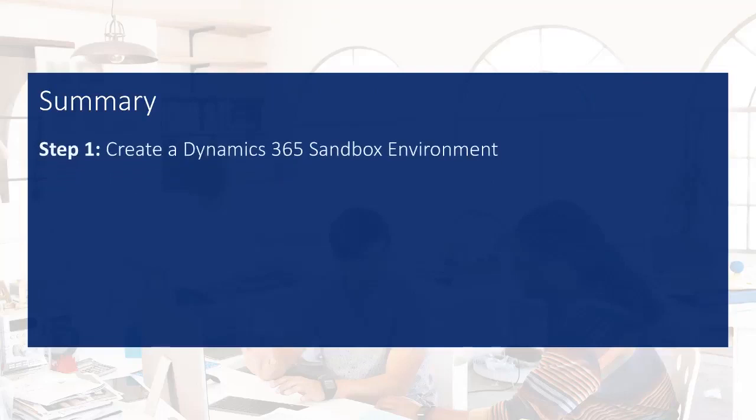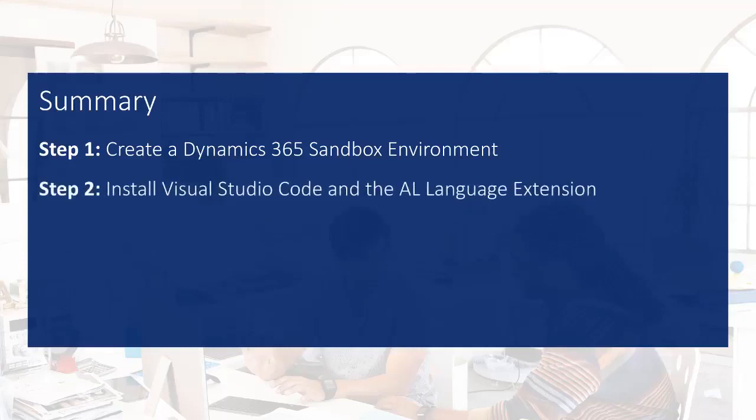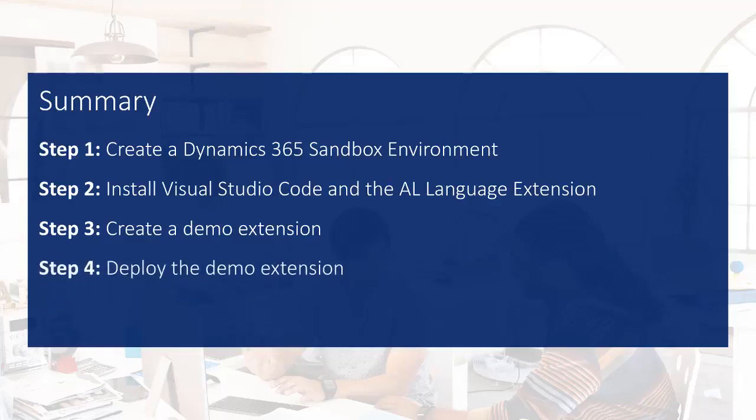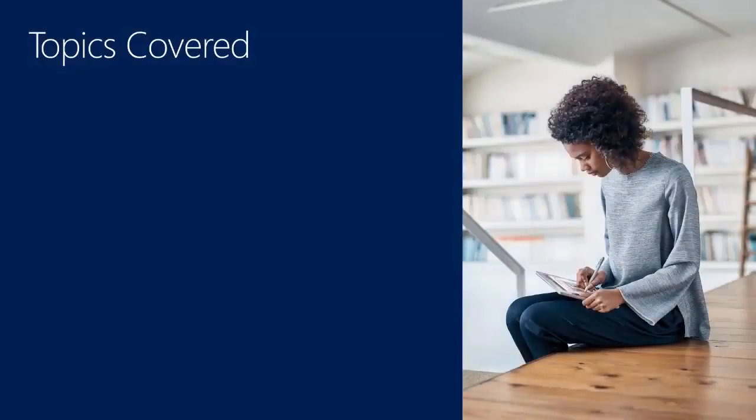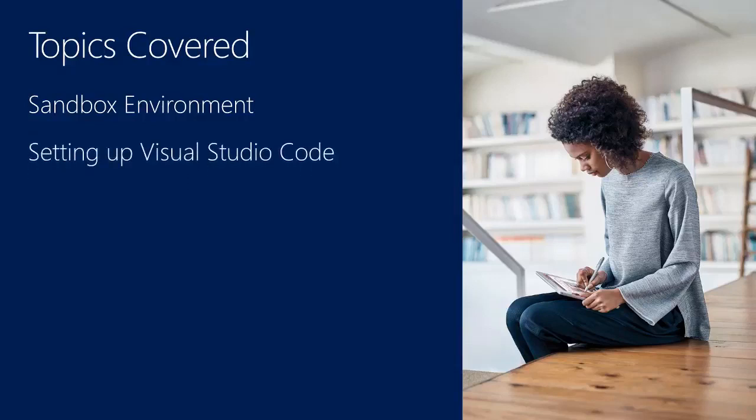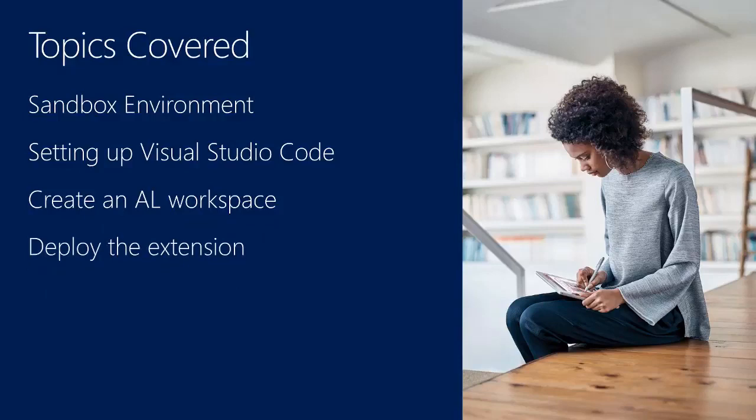So, we are at the end of this video. In step 1 we have created the Dynamics 365 sandbox environment. In step 2 we have installed Visual Studio Code and the AL language extension. Then in step 3 we created a demo extension, and in step 4 we deployed the demo extension to your sandbox environment. The topics that we covered in this video were the sandbox environment, how to set up Visual Studio Code, how to create an AL workspace, and how to deploy the extension.